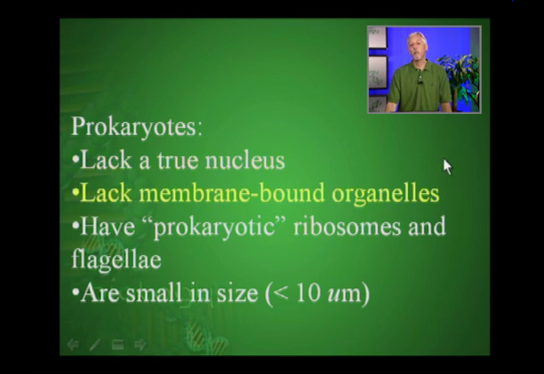They also lack membrane-bound organelles. That won't mean much right now, but we'll see lots of those when we talk about eukaryotic cells. They also tend to have prokaryotic ribosomes and flagellae. So they have ribosomes and flagellae that are similar to those in eukaryotes, but unique to the prokaryotes. And generally, prokaryotes are just very small, typically less than 10 micrometers. A typical size, however, is around 2 micrometers, 2 millionths of a meter.